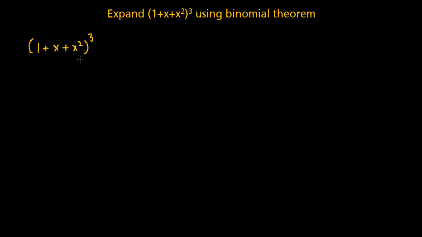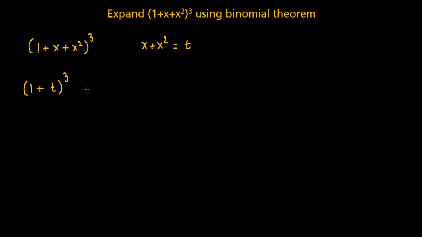So how do we do it? What we're going to do is simply substitute x plus x squared with a variable, let's call it t. So our expression would look something like (1 plus t) whole cube. Now this is way easier to solve. Now this has got converted into a binomial expression, 1 plus t.